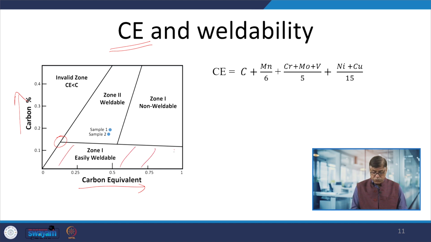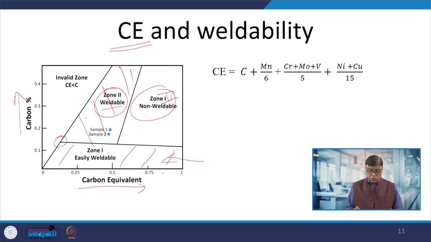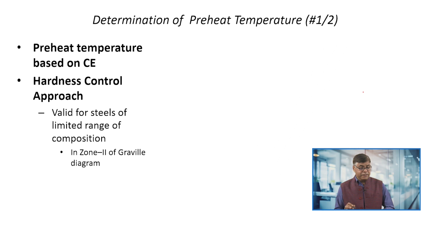So, this forms a zone which is easily weldable. Then there is a zone 2 where the carbon content is greater than say 0.3, but the carbon equivalent is in this band, that is zone 2, weldable but with preheat. And this is the non weldable zone, zone 3, and here the carbon content is high and the carbon equivalent is also high. Okay, so this is how we can determine the preheat temperature based on the carbon equivalent.